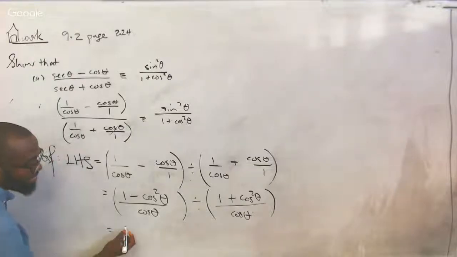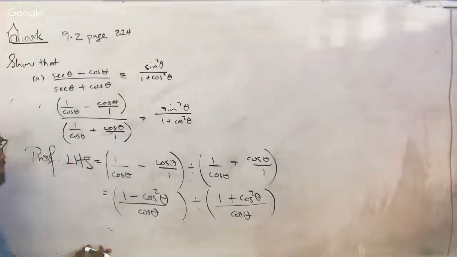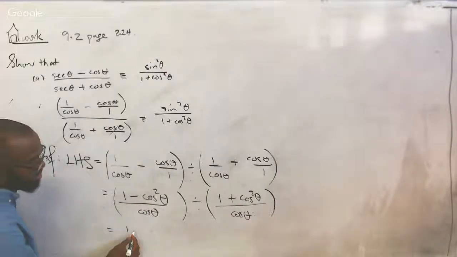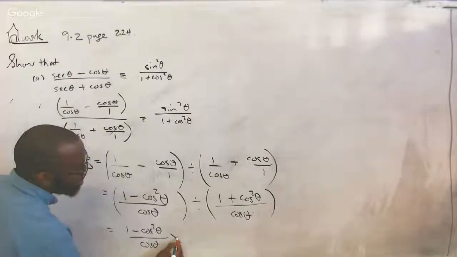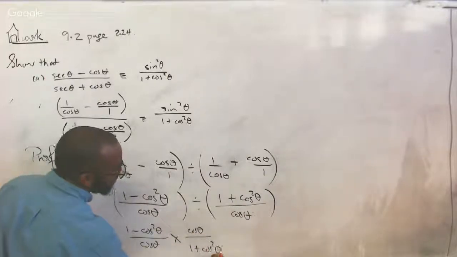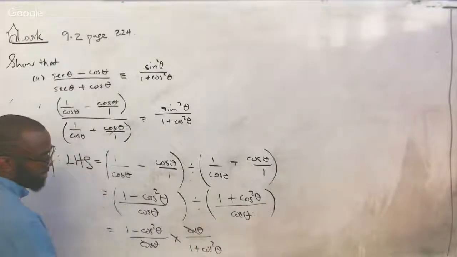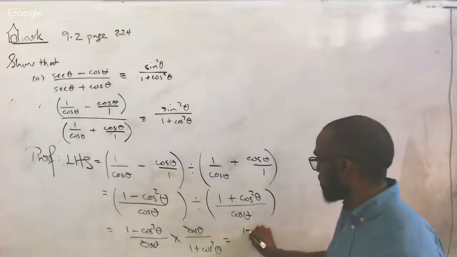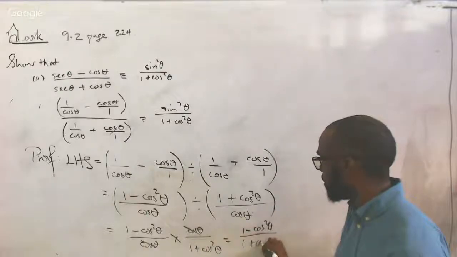So, what do I have here? I have now one fraction divided by another fraction. So now this is 1 minus cosine squared of the theta upon cosine of the theta, multiplied by cosine of the theta, all over 1 plus cosine squared of the theta. And it is easy to see that the cosines cancel. So now I'm left with 1 minus cosine squared theta over 1 plus cosine squared theta.